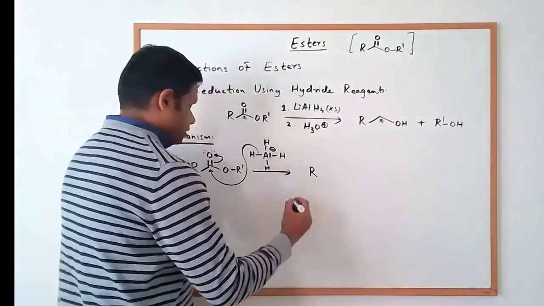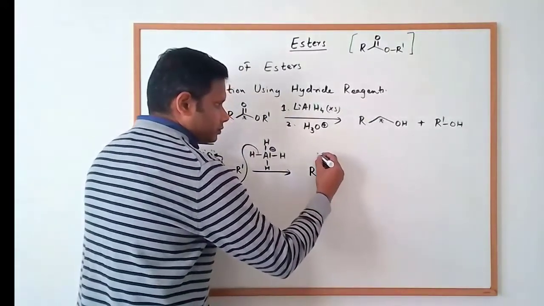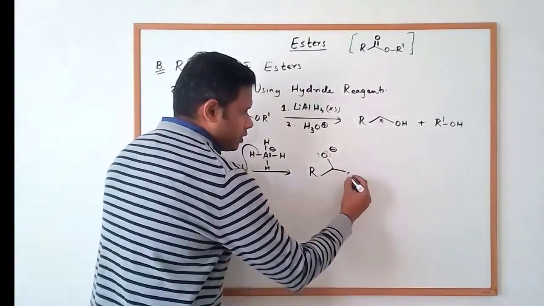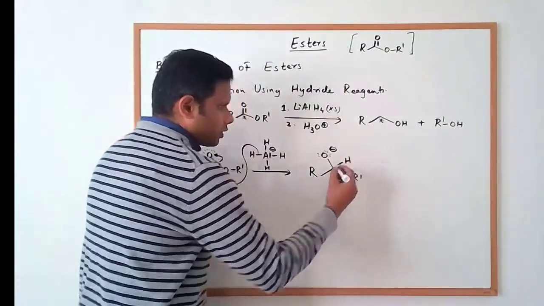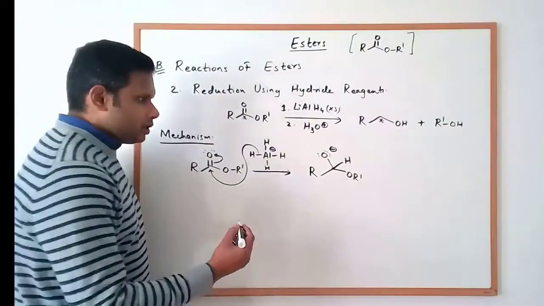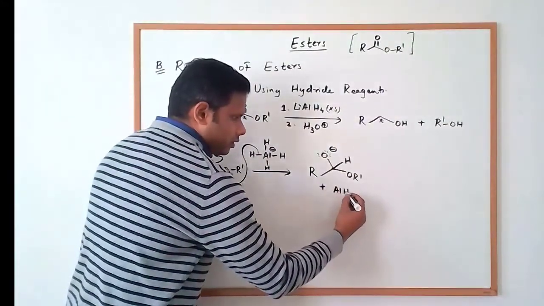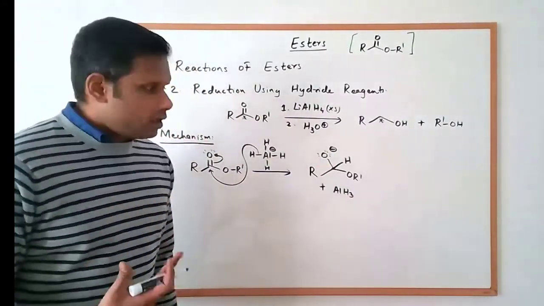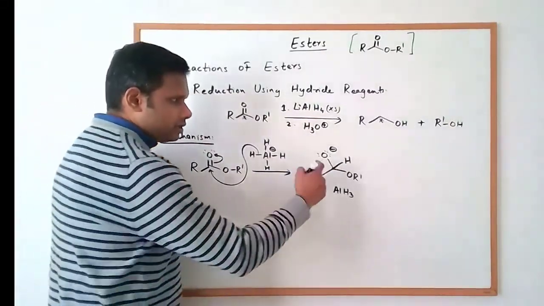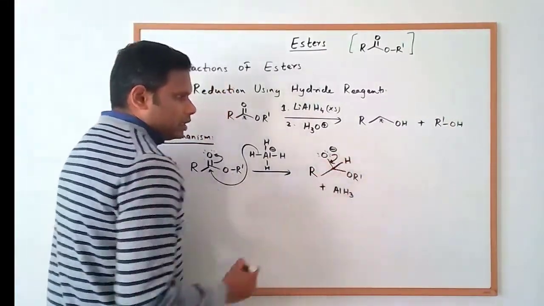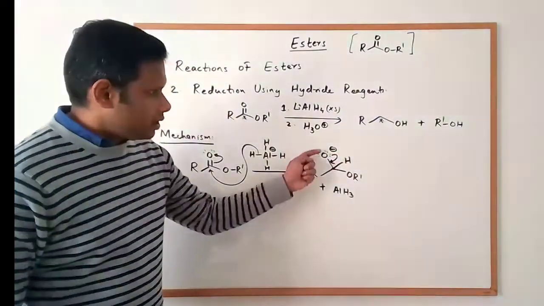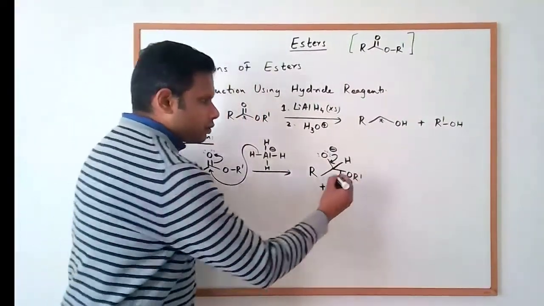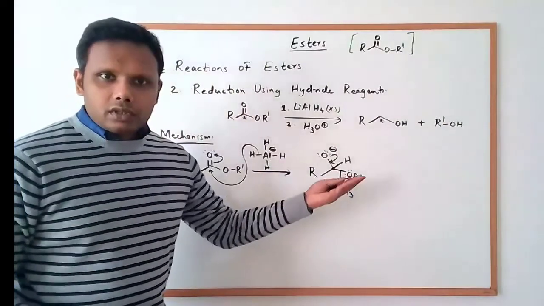Electrons move up, so we get our carbon with a single bond to an oxygen. We have OR prime, and we've got a hydrogen on that carbon. Along with this, we're going to have our aluminum with the three hydrogens on it. Now, like any other nucleophilic acyl substitution reaction, this is our tetrahedral intermediate. So the tetrahedral intermediate collapses, the oxygen brings down its lone pairs, and at the same time, the alkoxide group here is kicked out, that leaves.